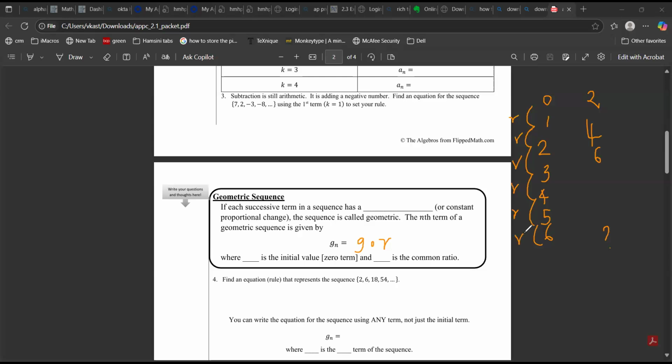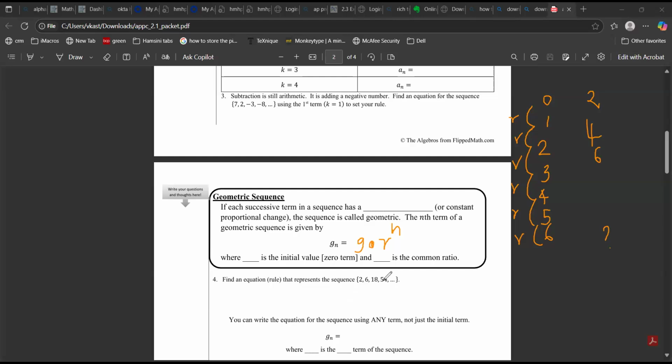How many common ratios did I multiply? 6. So here again the same thing. If I start with G0, then I will be multiplying it with R, the common ratio, n times. So R power n.